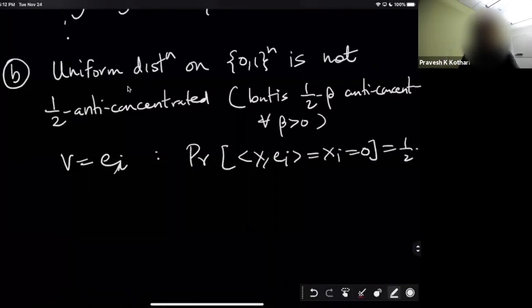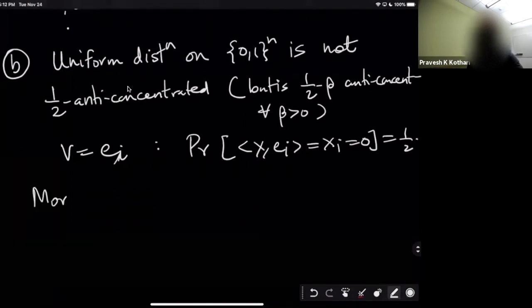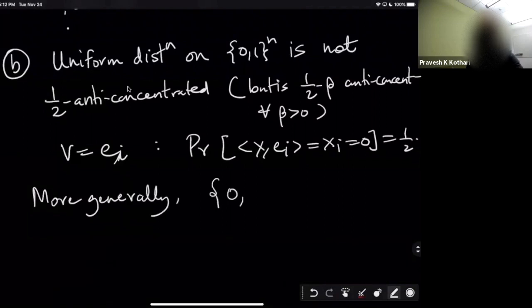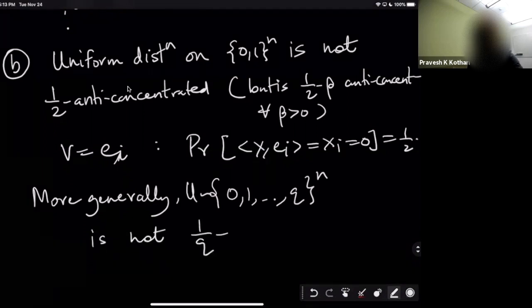And so there's no surprise that the uniform distribution on the Boolean hypercube is not anti-concentrated. And actually, more generally, discrete distributions have this problem. So you can look at maybe this distribution. The uniform distribution, let's say, on this set is not 1 over q anti-concentrated. And it's the same issue, right? If I take any coordinate, then it's going to be 0 about a 1 over q fraction of the times.